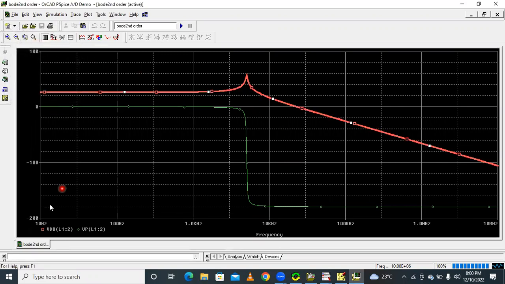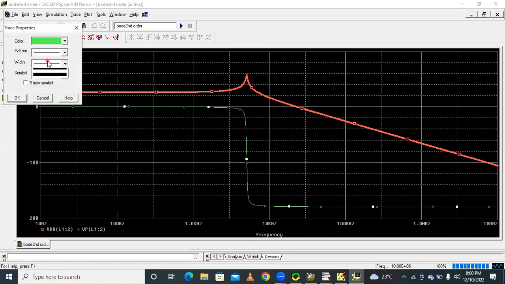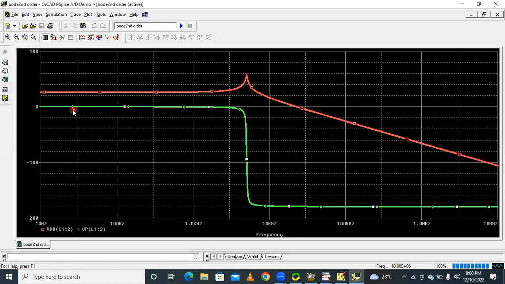The red color is VDB, meaning the magnitude plot. The red color is the magnitude plot, and this green color is the phase plot.